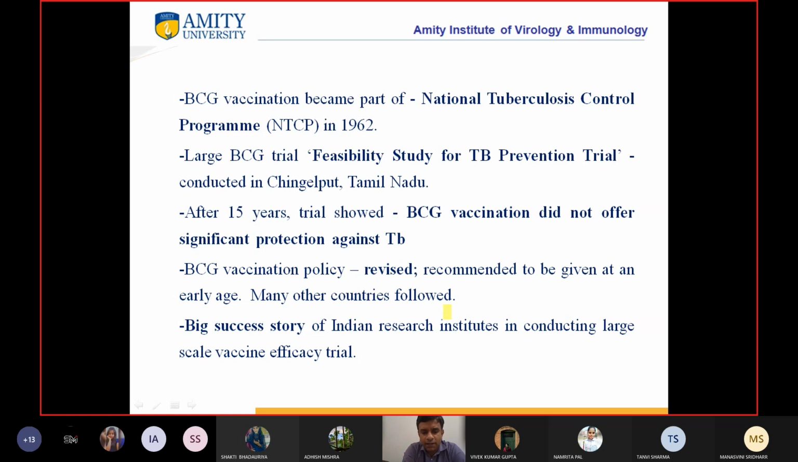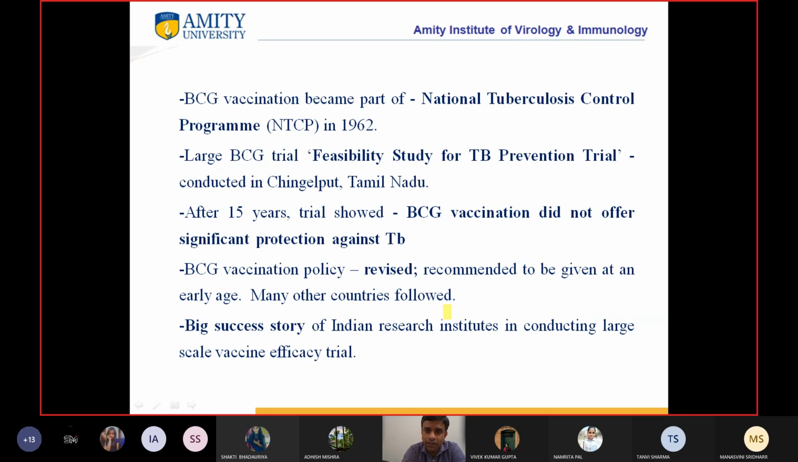Now, large BCG trials were carried out. One of the largest BCG trials at that time was called the feasibility study for TB prevention trial. It was conducted in Tamil Nadu, and it was one of the big trials in which individuals were assessed for 15 years. When an individual was enrolled in the study, they were given the vaccine, and they were assessed for almost 15 years to see the effect of the vaccine.